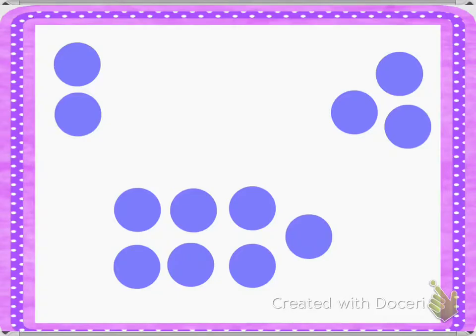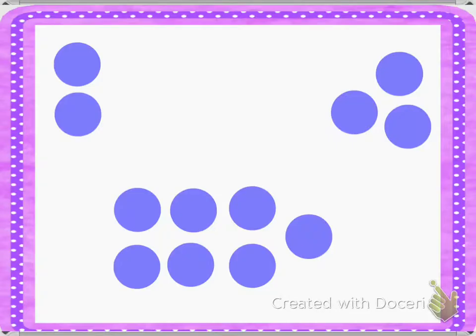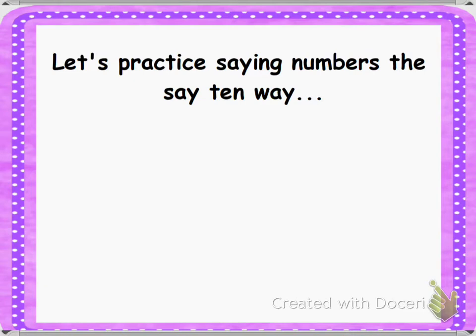Now let's do another one. How many did you see? Whisper in your hand. Let it go. Yes, there was 12. Good. Now we're going to practice saying numbers the 10 way. So 12. What is 12 the 10 way? 12 the 10 way is 10, 2. Good. What about 14? 14 is 10, 4.